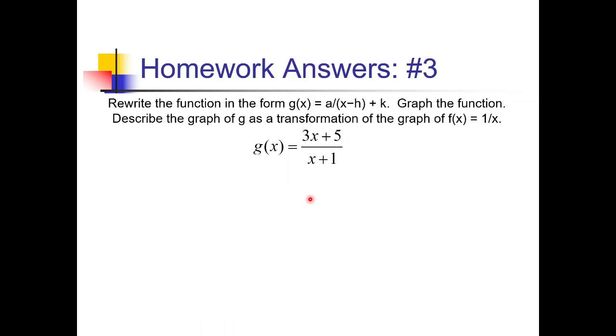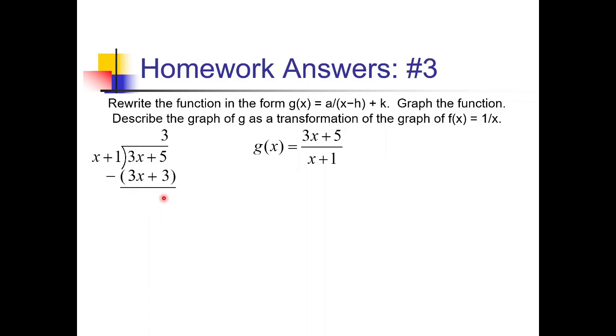On this problem, they want us to rewrite this function in transformation form and then graph it. So let's start by doing some long division to get it in that form. So we have 3x plus 5 divided by x plus 1. Doing the x into the 3x here, that's going to go in 3 times. Multiplying that back out, we have 3x plus 3.